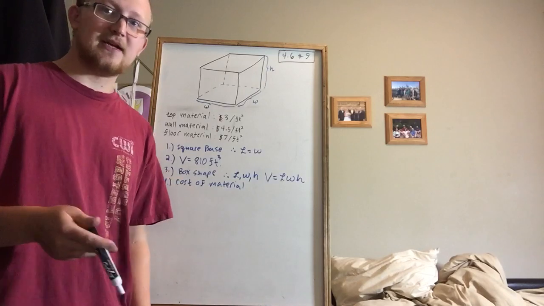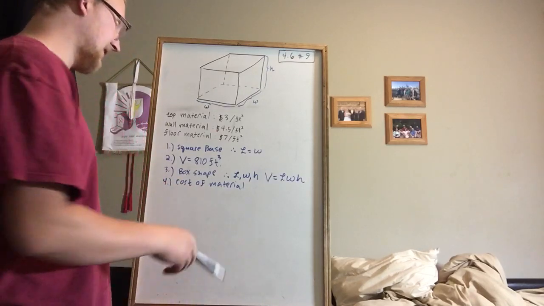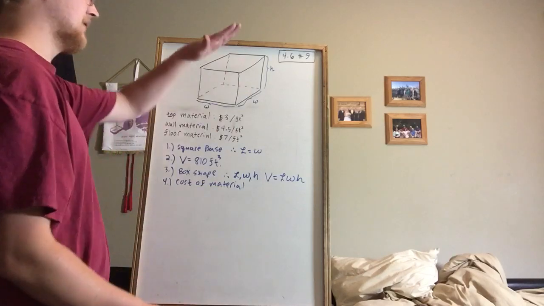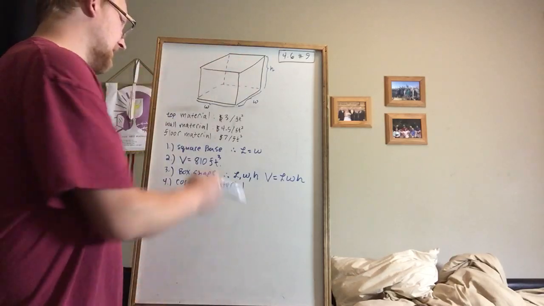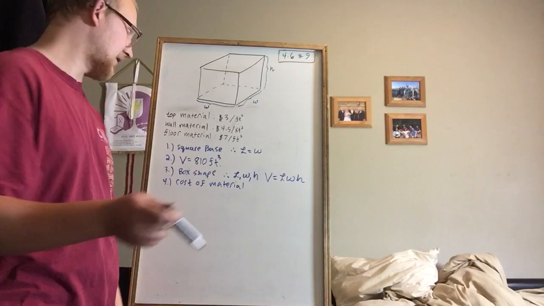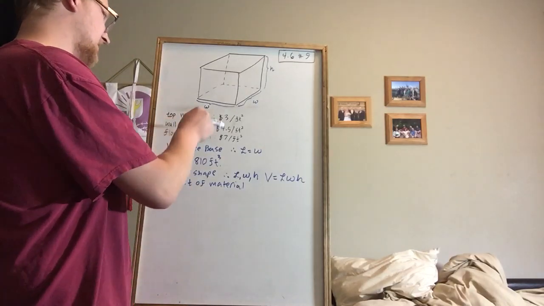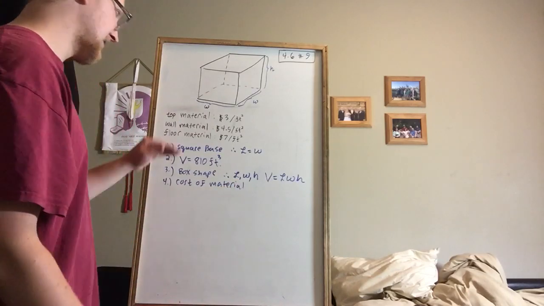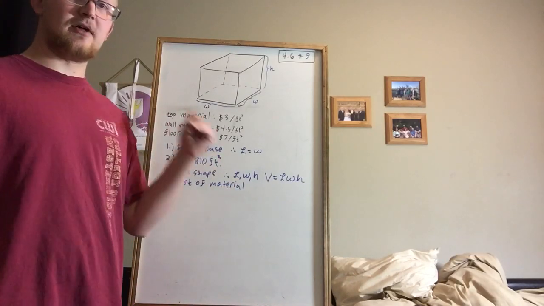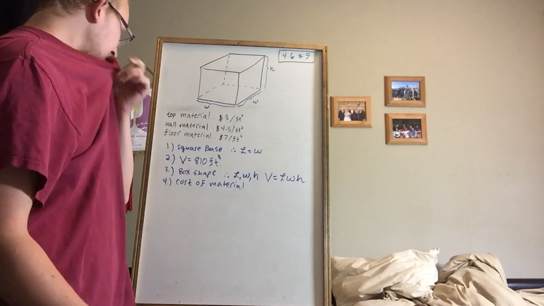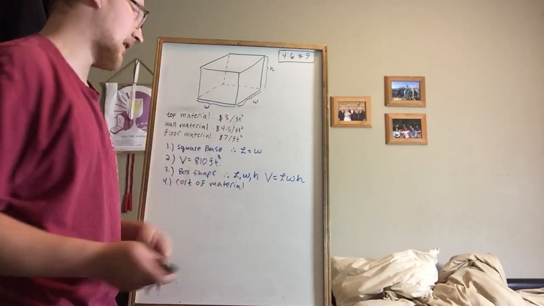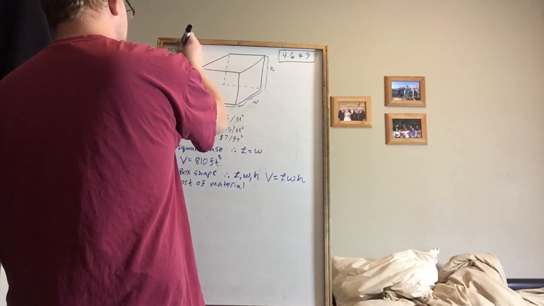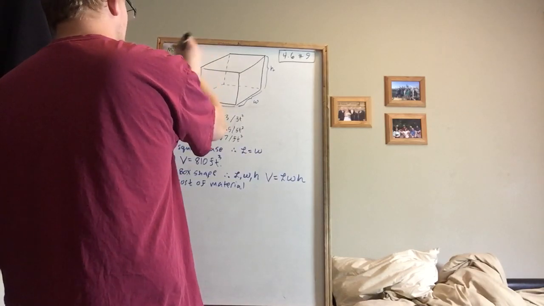We're also given the prices of the different types of material. We're given the cost of the top material, or the roof material. By the way, it's just a flat roof, and that is $3 per square foot. We're also given the price of the wall material, which is $4.5 per square foot, and the floor material, which is $7 per square foot. And we're trying to minimize costs. So let's write that up here. Minimize cost.